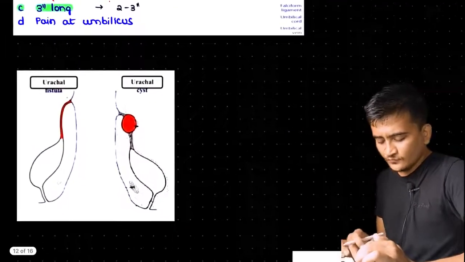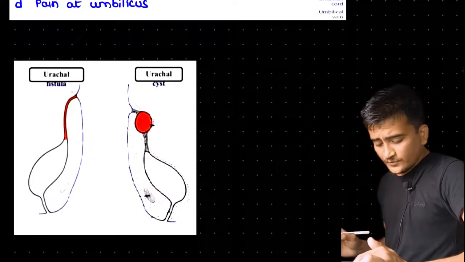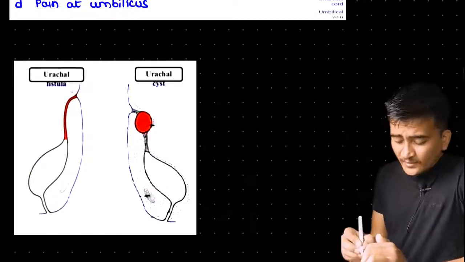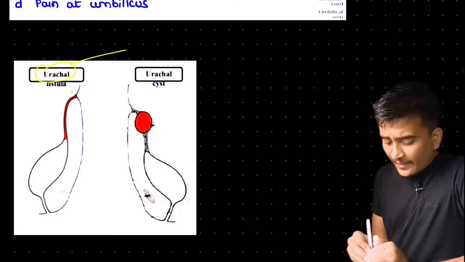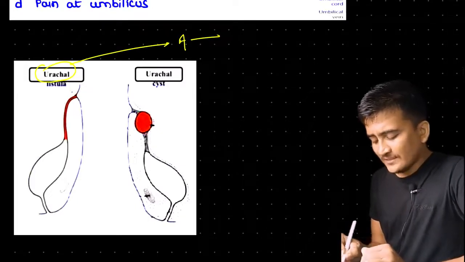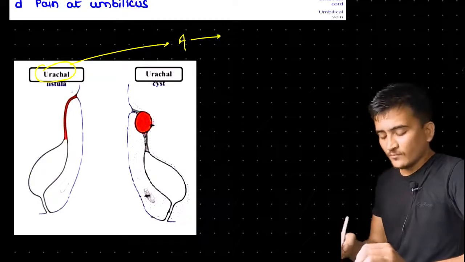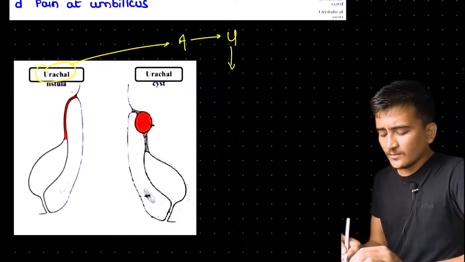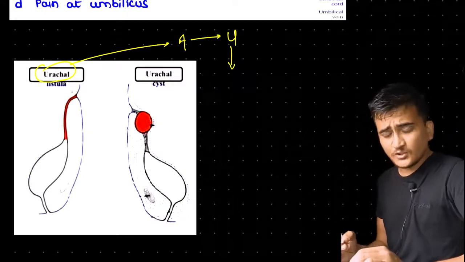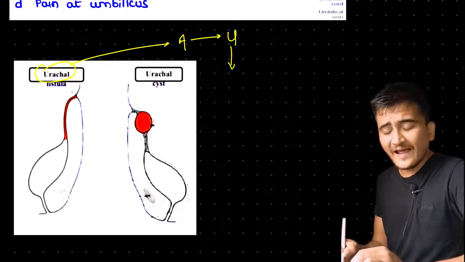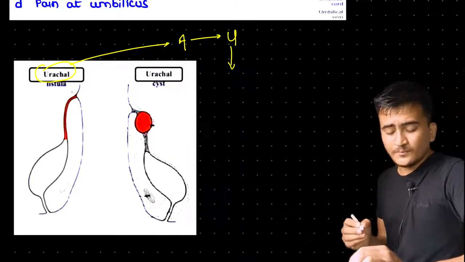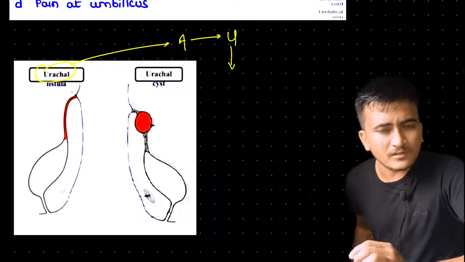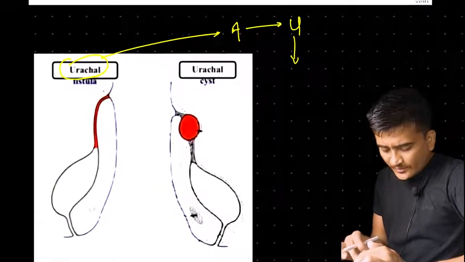Now let us move toward urachal fistula or urachal cyst. Now, what is this urachal? If you remember what I said earlier, the allantois later obliterates and it forms the urachus, right? And if this urachus, the allantois, persists and is patent, then there will be a urachal fistula that will result in urine in the umbilical cord. That's all right.